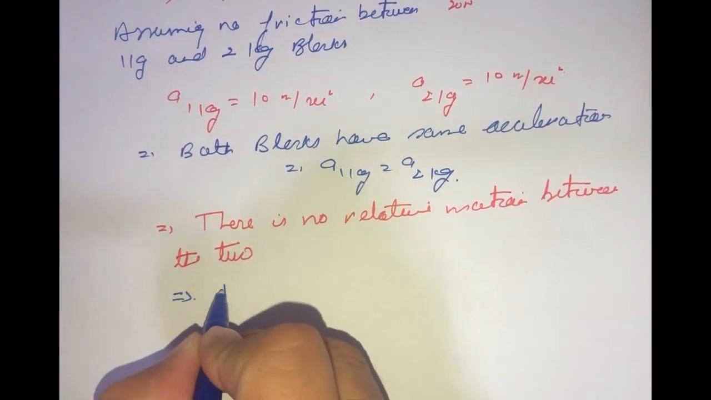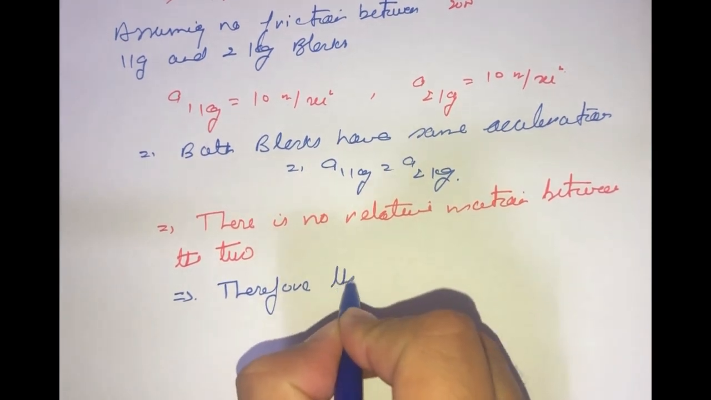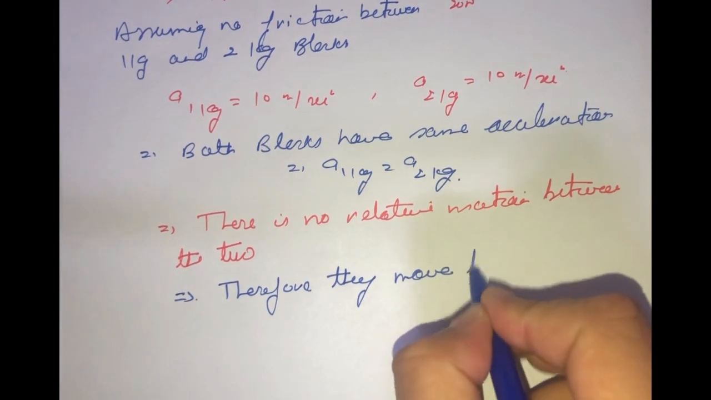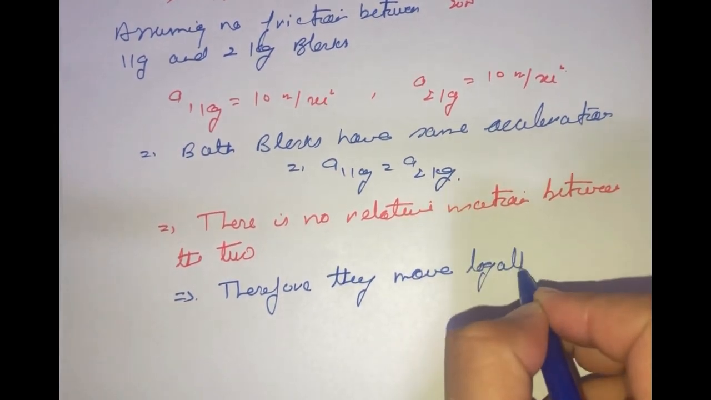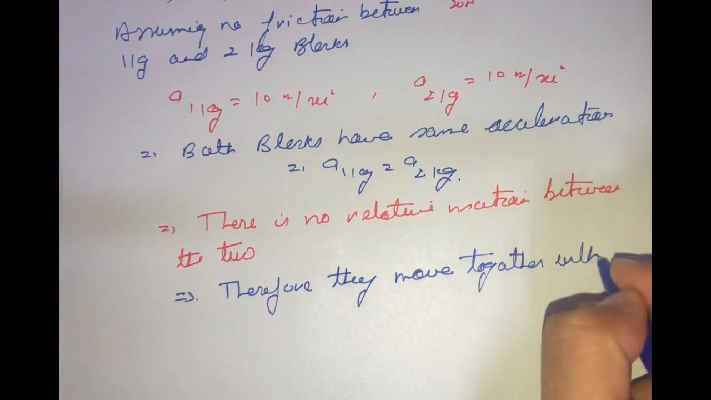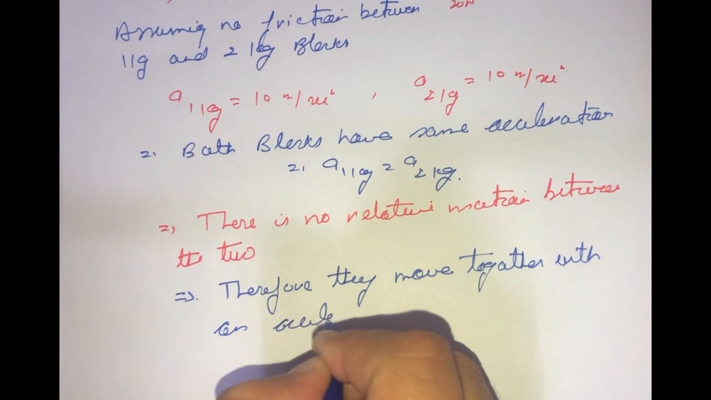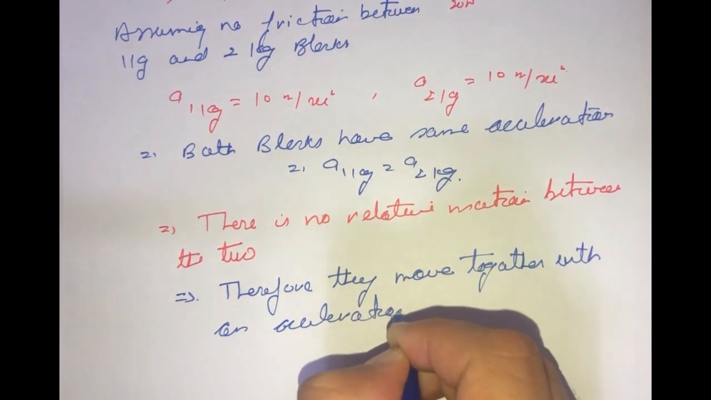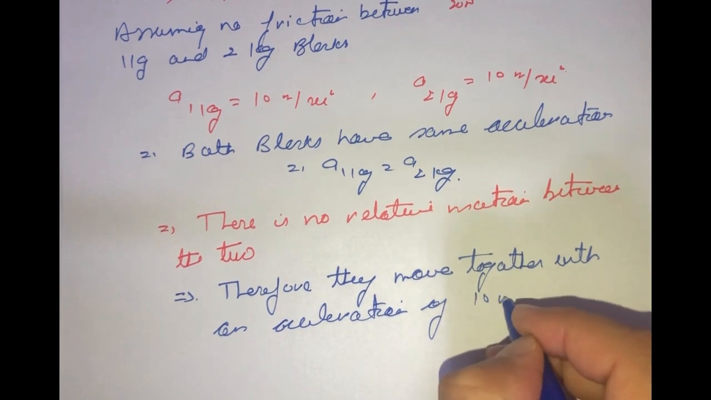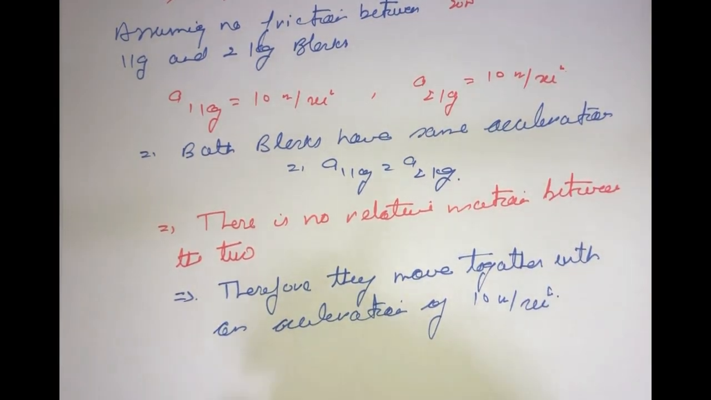Okay. Therefore, they will move together with an acceleration of 10 meter per second square. So this was the simplest one.